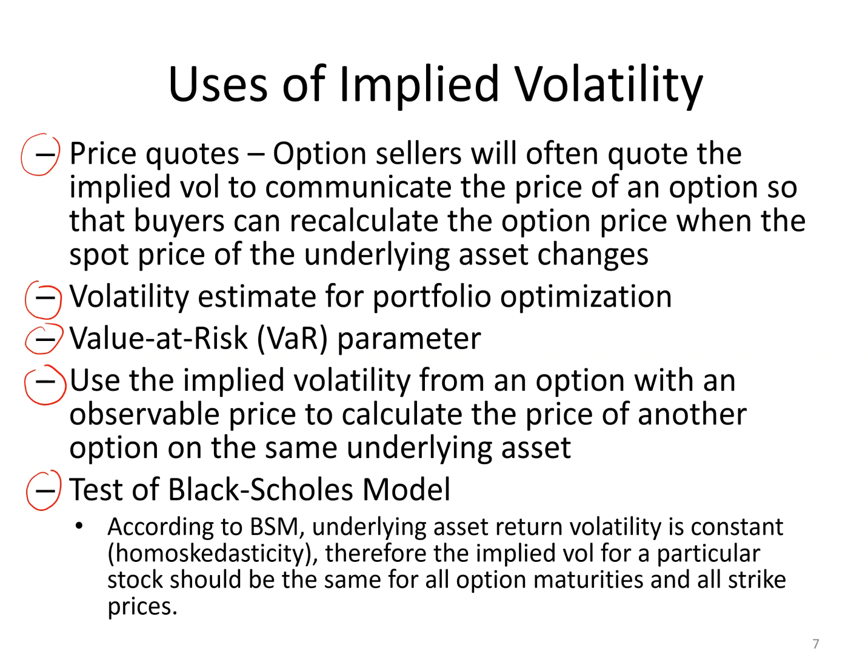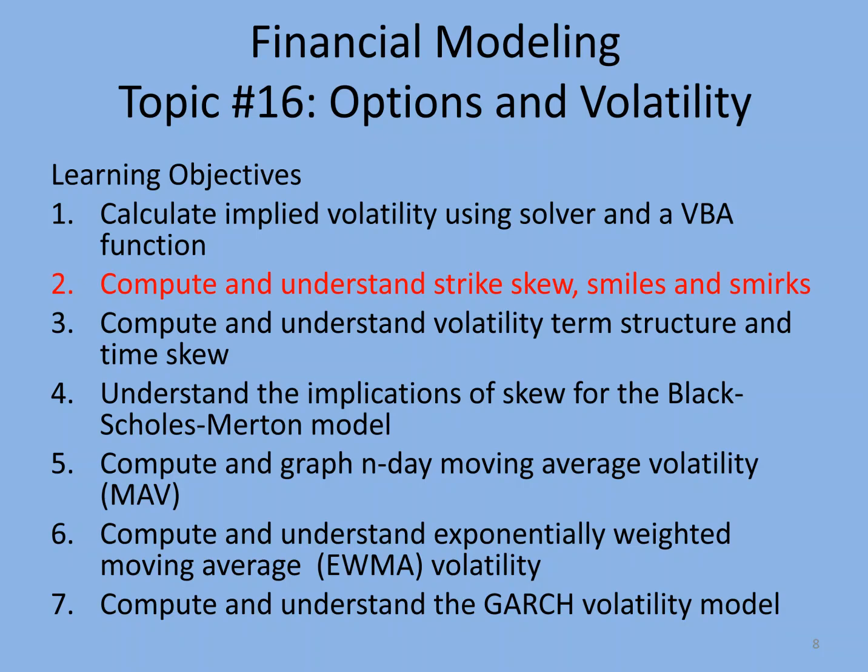According to Black-Scholes-Merton, the underlying asset return volatility is constant, which is called homoscedasticity, and therefore the implied volatility for a particular stock should be the same for all option maturities and strike prices. So if we calculate the implied volatility of Google for different maturities, for calls and puts and different strikes, they should all be the same according to Black-Scholes. So in this topic, we calculated the implied volatility using Solver and a VBA function and talked about what implied volatilities are used for.